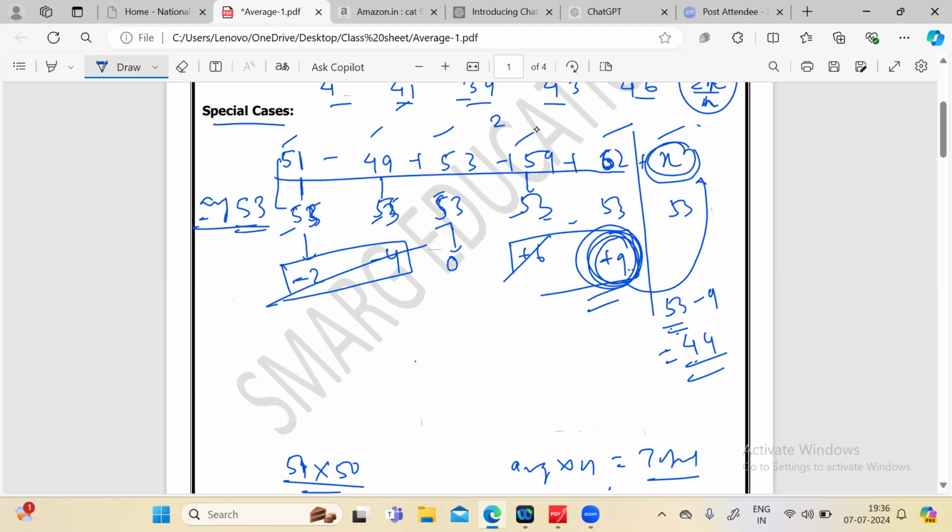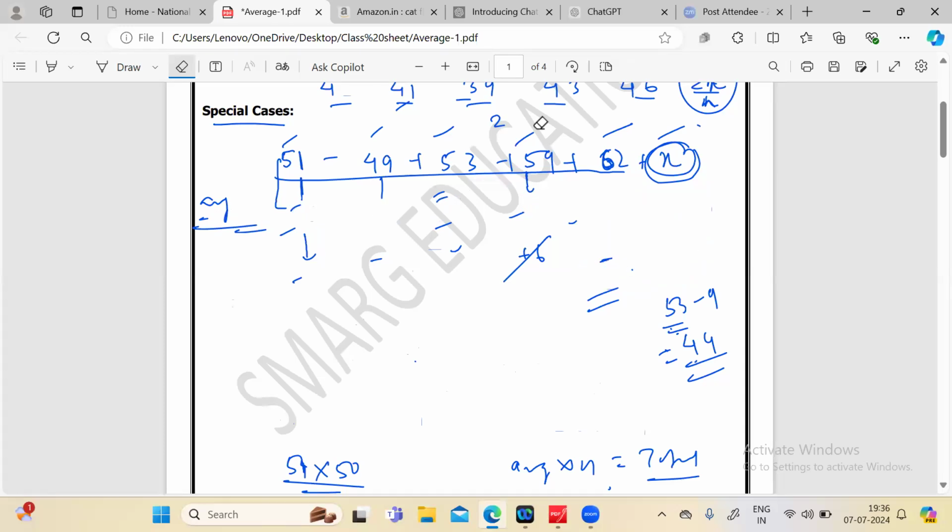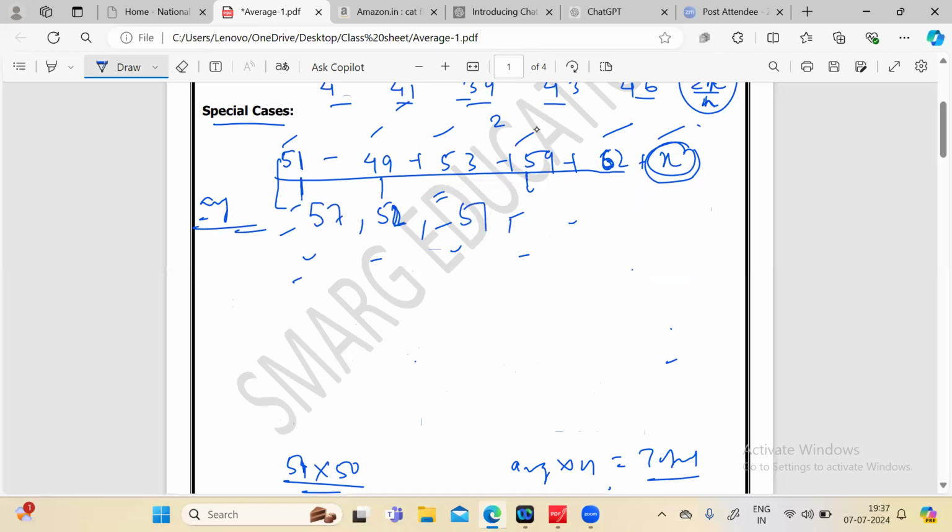Yes, sir. Okay. So now what you will do is you will do the same exercise by keeping different other values of average. Like I solved for you for 55 and 53. You can do it for 57, 52, 51, 58, 56. You solve for the same value of x when the average is this.